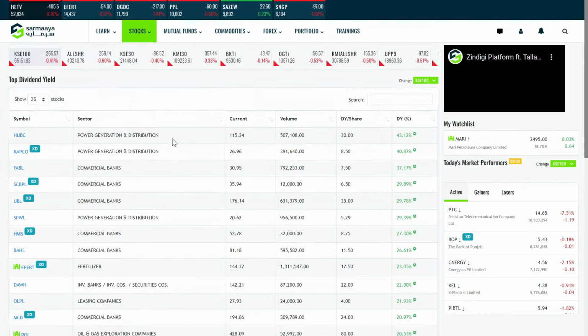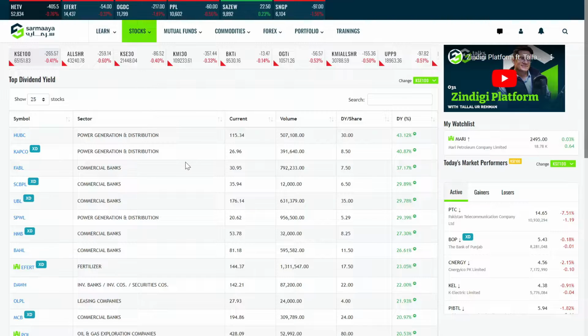You need to click this, and then in front of you the stocks will open in order of dividend yield. You can see that the first company is Hubco. It is a power generation and distribution company. The current share price is 115.34 rupees. Then the dividend per share was 30, and in terms of percentage this yield was 43.126.